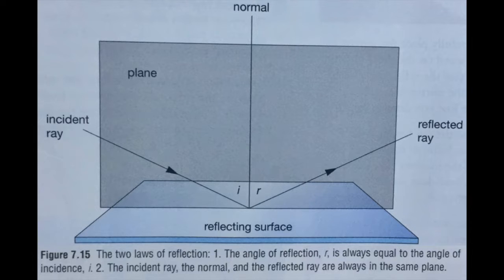The second law of reflection states that the incident ray, the normal, and the reflected ray are all in the same plane, an imaginary flat surface. This is why you can draw all three lines on a flat sheet of paper. Figure 7.15. The two laws of reflection. One, the angle of reflection is always equal to the angle of incidence, and two, the incident ray, the normal ray, and the reflected ray are always in the same plane.